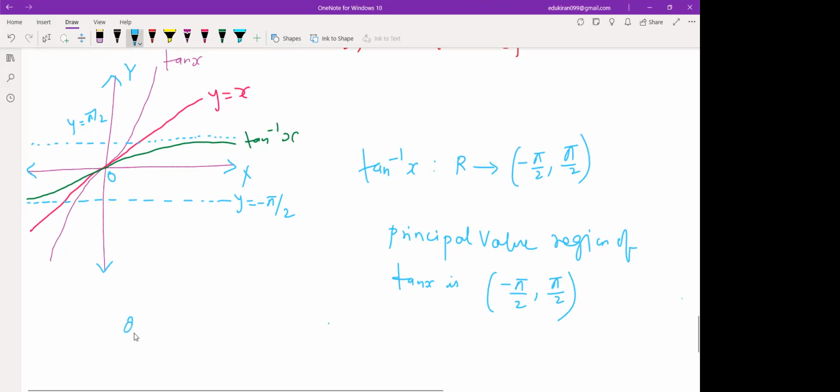And also solve this question. Tan inverse of 1 by root 3 is equal to what? And tan inverse of minus root 3, what will it be? First write, then solve.